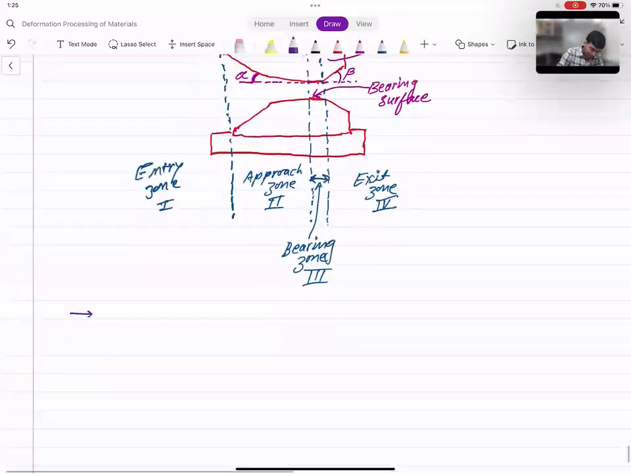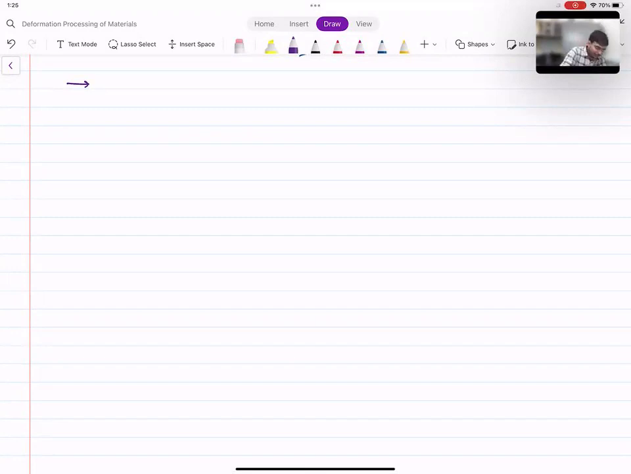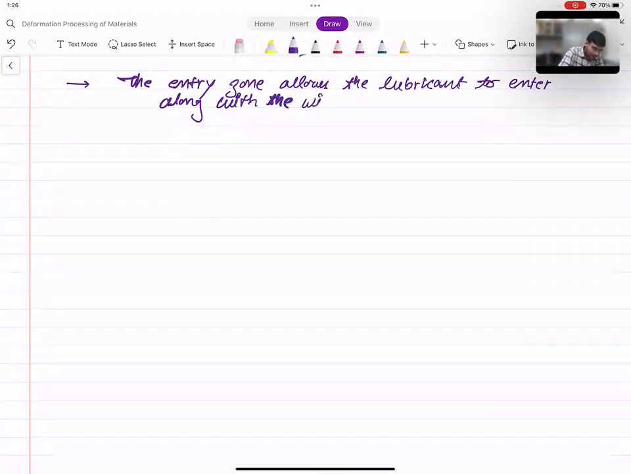So basically, the shape of the entry zone allows the lubricant to enter along with the wire. Okay.